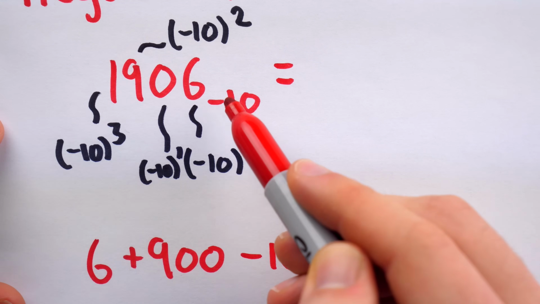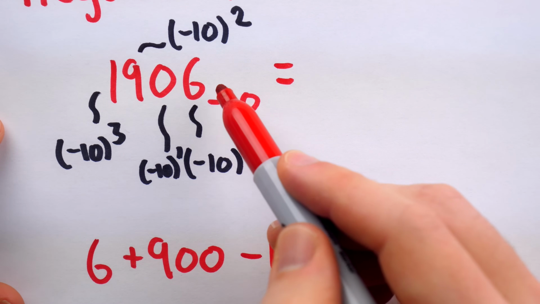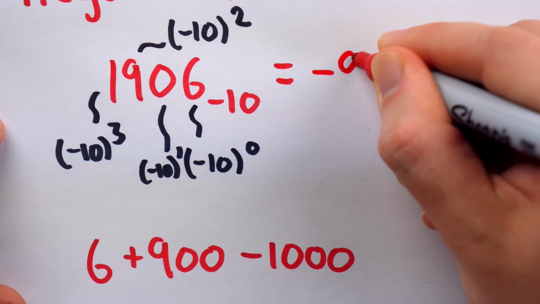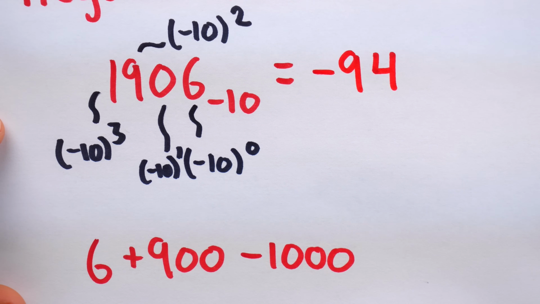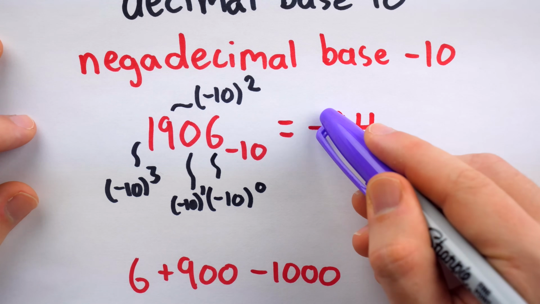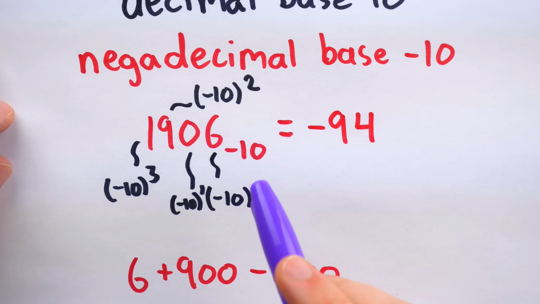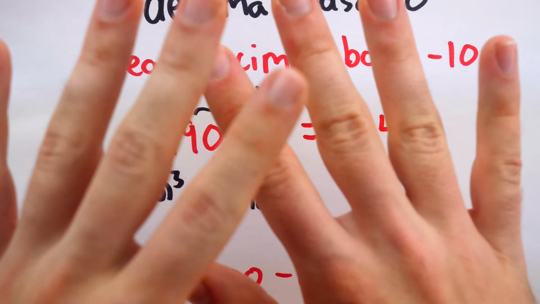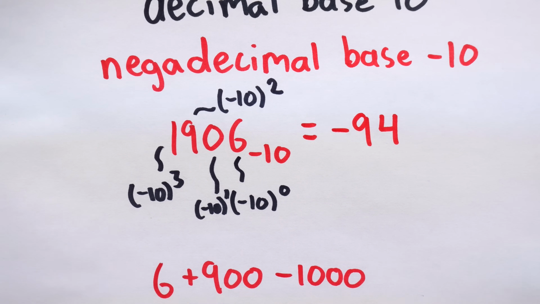So in fact, this number, written without a minus sign in negadecimal, is equal to negative 94 in our standard base 10 system. And so, with a quirky system like this, we can move beyond this stupid glorified hyphen. And just like with positive bases, the negative base doesn't need to be 10, it could be 2 or 3 or anything else we like.